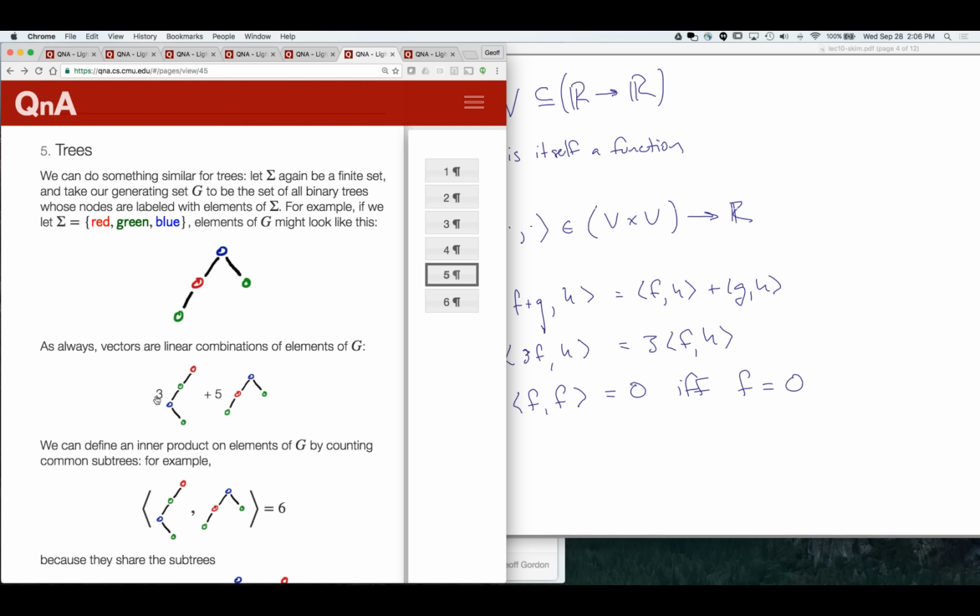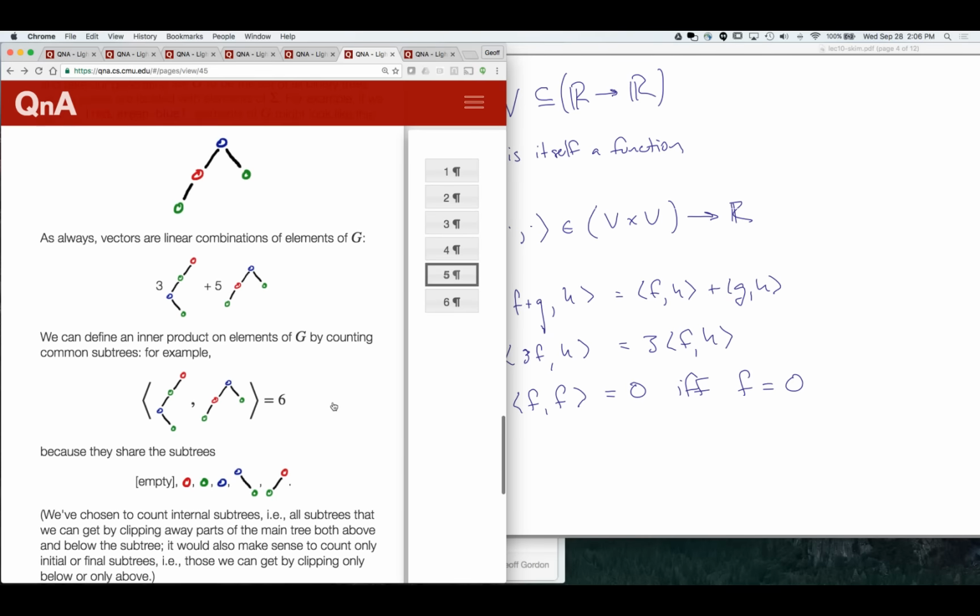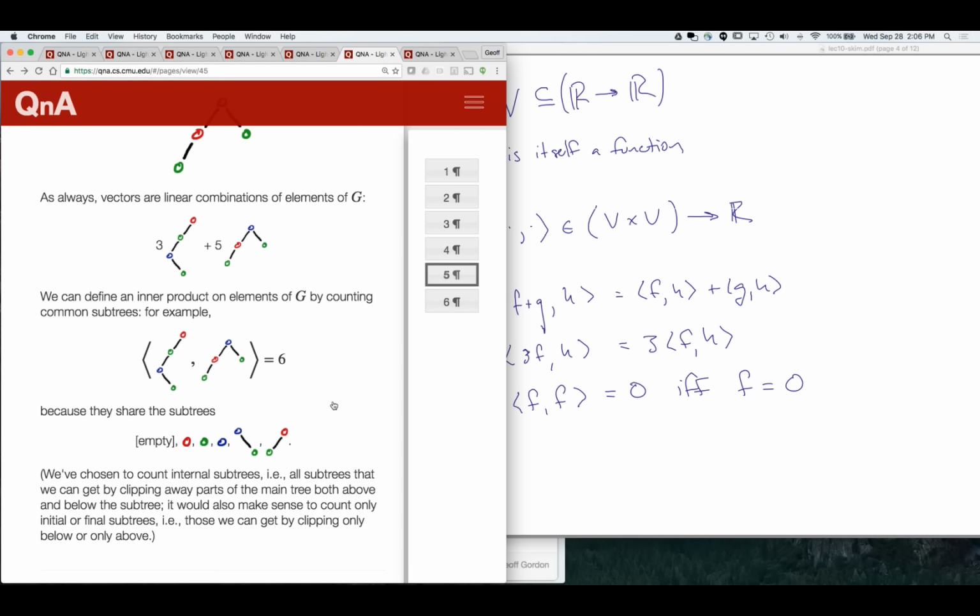So we could have 3 times this tree plus 5 times that other tree, right? And we could have any linear combination of these trees. And this is a vector space. It becomes a lot more useful if we turn it into an inner product space by defining an inner product. And so let's define an inner product on this particular vector space by counting common subtrees. And again, as before, we'll define the inner product on the generating set and extend it to the rest of the vector space using linearity.